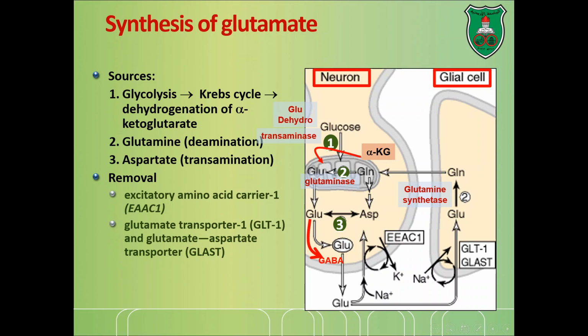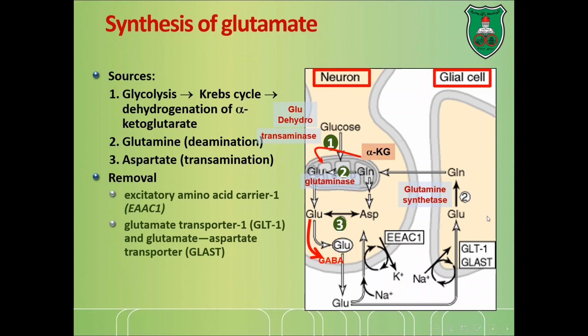Once released, it can be taken up by the same cell, by the presynaptic cell, via a transporter known as the excitatory amino acid carrier 1, or it can be taken up by the neighboring glial cells via transporters such as the glutamate transporter or glutamate aspartate transporter.